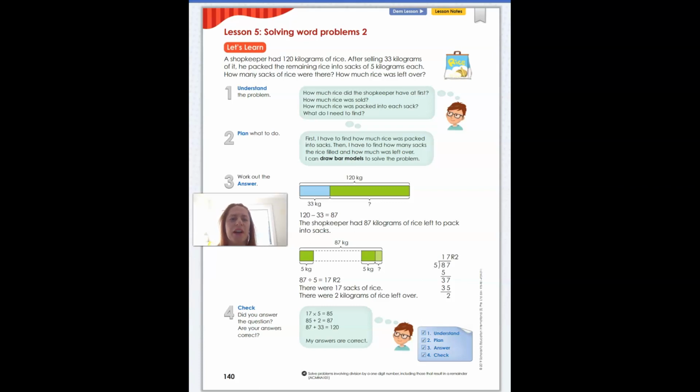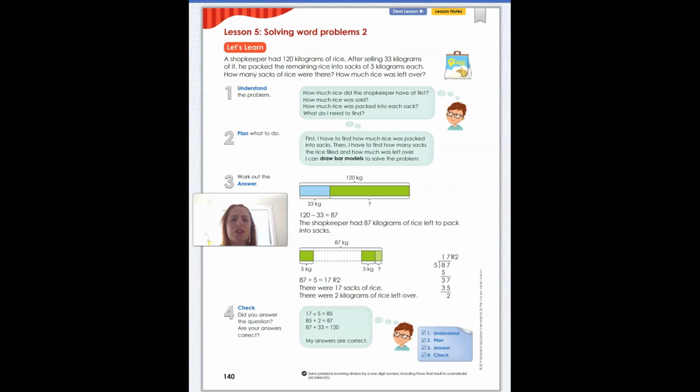So we've got lesson 5 here, solving word problems 2. Okay, let's learn. Remember, I'm teaching you how to understand the word problems. We're using the UPAC method: understand, plan, answer, and check. I won't go through the long division because we've had plenty of times when we've done that, and you can go back and flick through some of those videos anyway if you want.